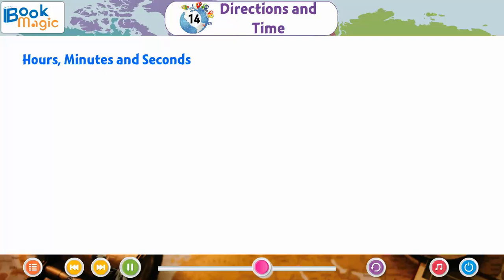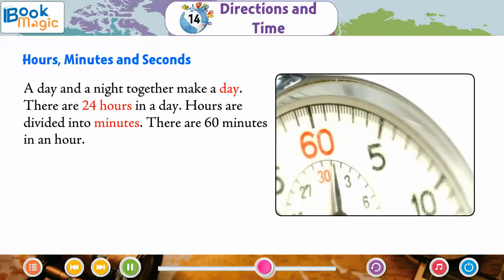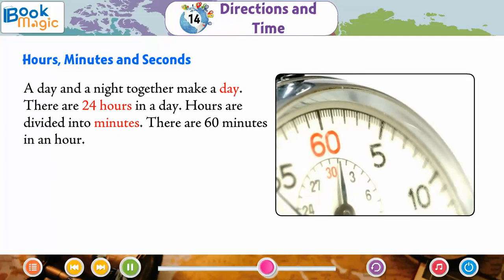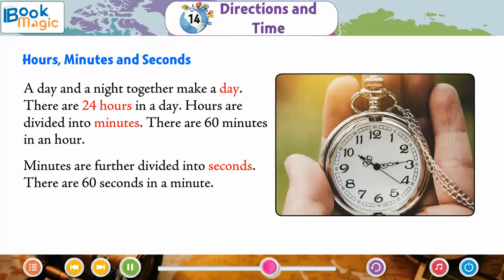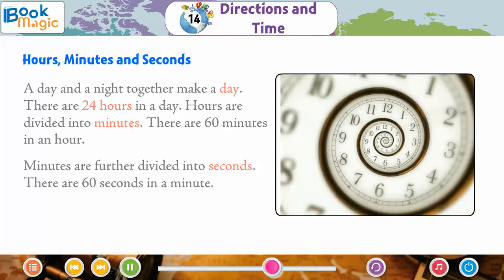Hours, minutes and seconds. A day and a night together make a day. There are 24 hours in a day. Hours are divided into minutes. There are 60 minutes in an hour. Minutes are further divided into seconds. There are 60 seconds in a minute.